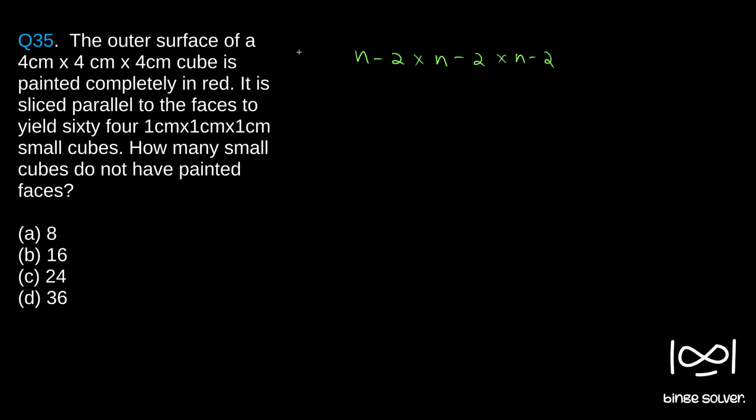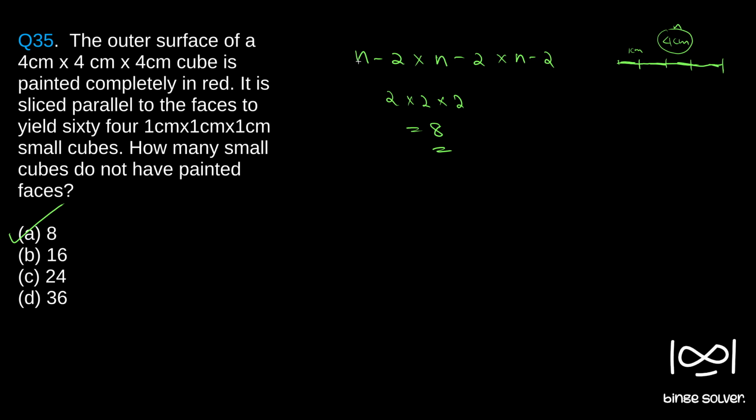N is the number of pieces into which each side is cut. So if each side of a cube is cut into n pieces, then that is the n. Here 4 centimeter is cut into four equal parts, that is 1 centimeter each. So n here is 4. So 4 minus 2 is 2, into 2, into 2. So 8 is our answer. The solution to question 35 is A, 8.